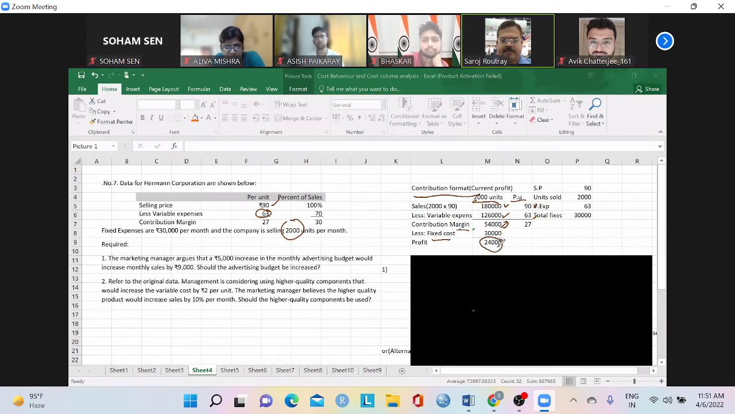54,000 minus 30,000 is 24,000. We don't deduct fixed cost per unit because fixed cost is not a variable cost. Second, fixed cost will not remain the same per unit. If your number of units is 2,000, you divide it by 2,000. If it becomes 5,000, you divide it by 5,000. So this keeps on changing. So you don't take it into consideration while finding out per unit. While finding out per unit, you only take the variable amounts into consideration. So this is the existing income status of the company.